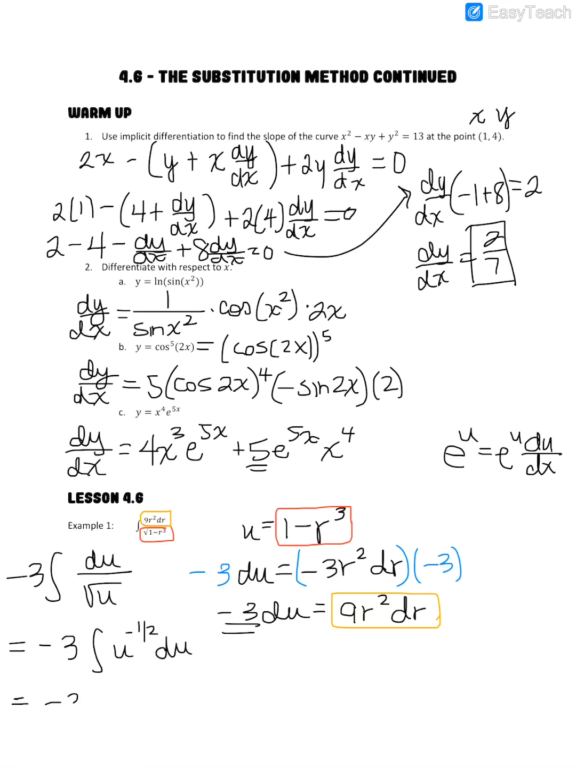So I'm going to add 1 to the negative half. I get positive half. I multiply by the reciprocal of that, which is 2. That's the same as dividing by 1/2, right? All right, so negative 6 u to the 1/2. Plug in my u. And I am done.